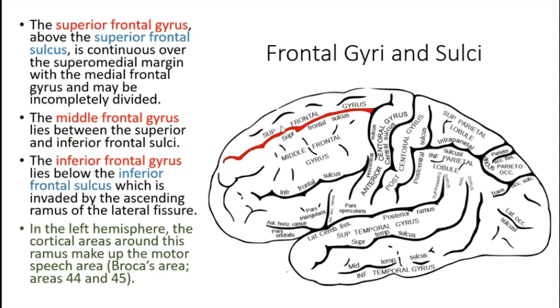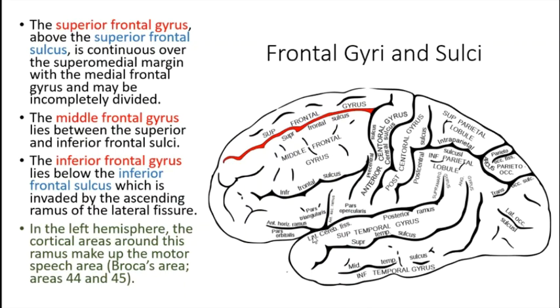So yeah, on the medial side, it is the same gyrus that you will see when you look at the medial surface of the brain. It may be incompletely divided. At times it can have a vertical sulcus present here which might divide it into anterior and posterior parts. Now this is the middle frontal gyrus. It lies between the two sulci, and this is the inferior frontal gyrus. It lies below the inferior frontal sulcus and above the lateral cerebral fissure or the lateral sylvian fissure.